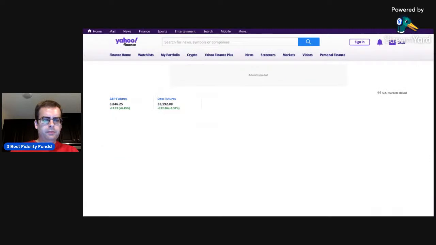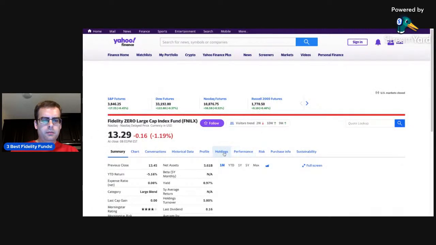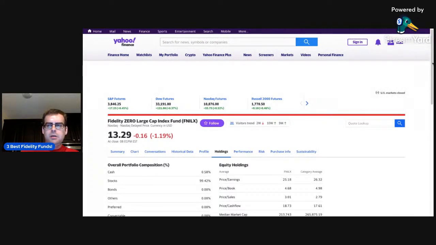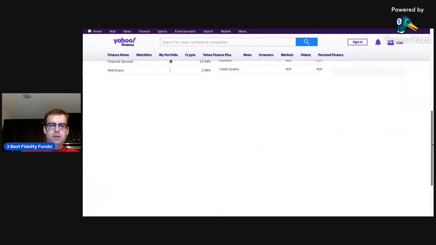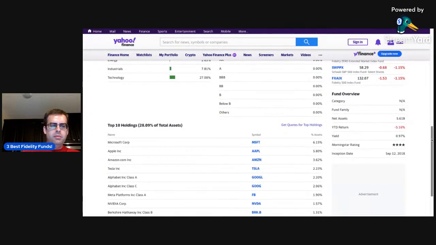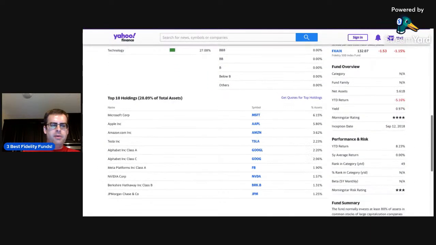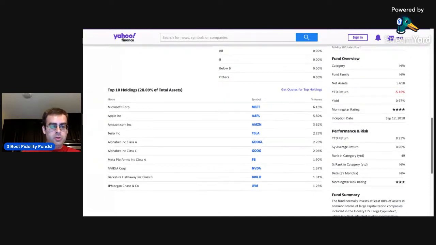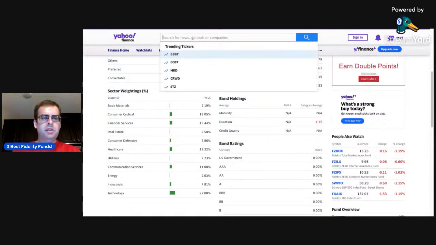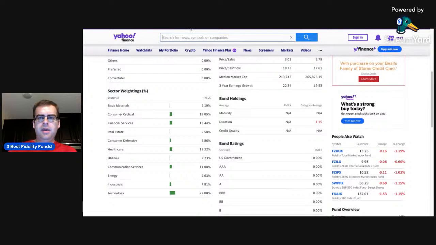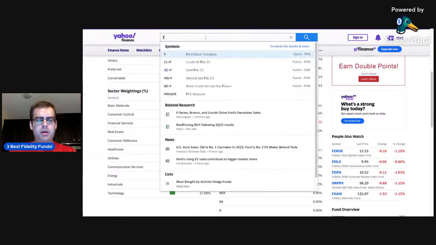Let's see. Holdings. Let's see. It almost looks the same. Microsoft, Apple, Amazon, Tesla, Alphabet, both shares, Meta, which it did update, NVIDIA, Berkshire Hathaway, and JP Morgan. Let me make sure that wasn't the same one. Let me see about, what was my other one? FGRTX. I'm not remembering now if I just went over that.